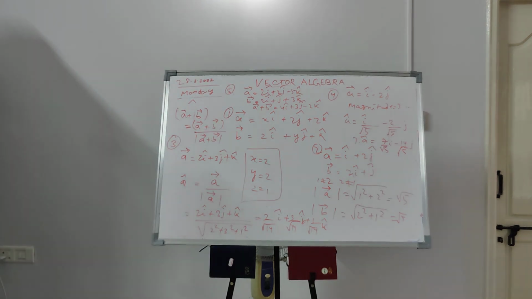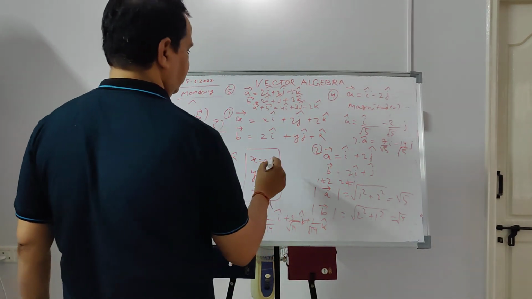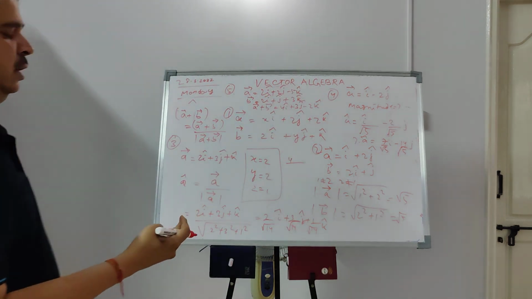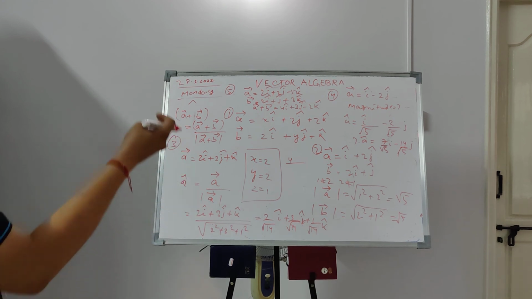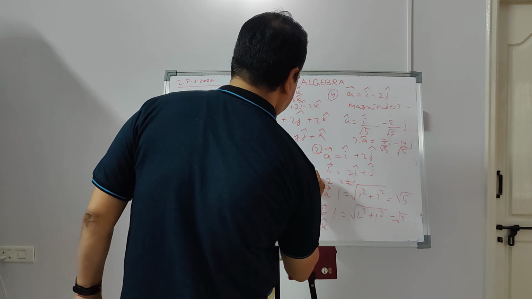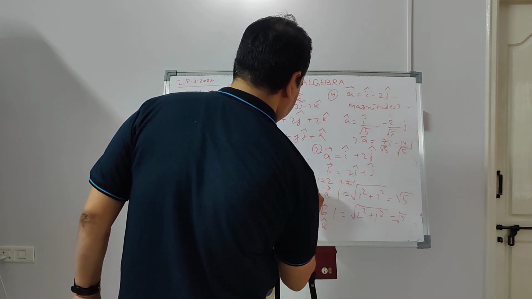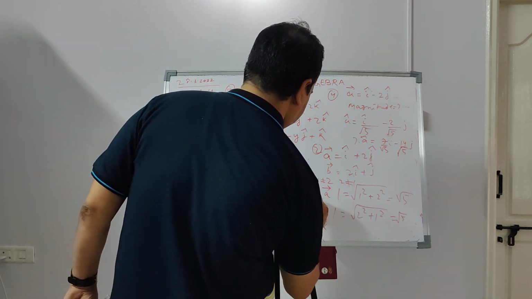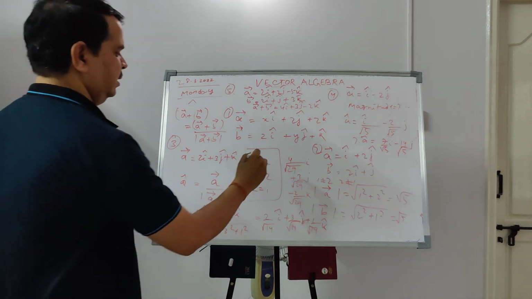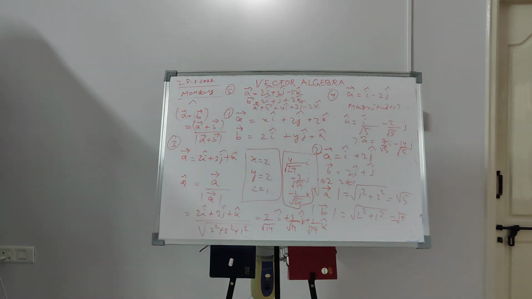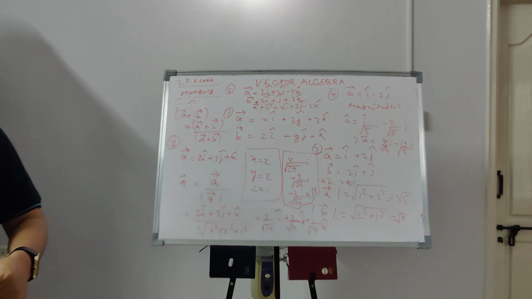So A plus B is nothing but 4i plus 3j minus 2k. What is the magnitude? 4 square plus 3 square plus 2 square. So 16 plus 9, 25 plus 4, 29. So 4 by square root 29 i plus 3 by square root 29 j minus 2 by square root 29 k. So this is nothing but your unit vector in direction of the sum of those two vectors.